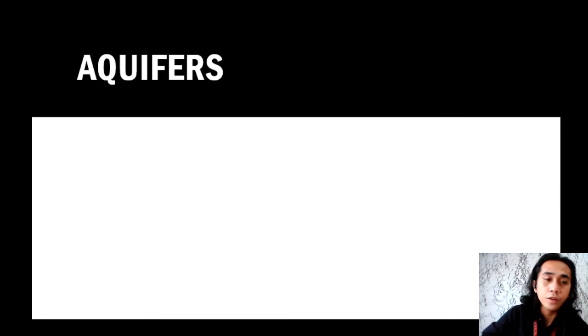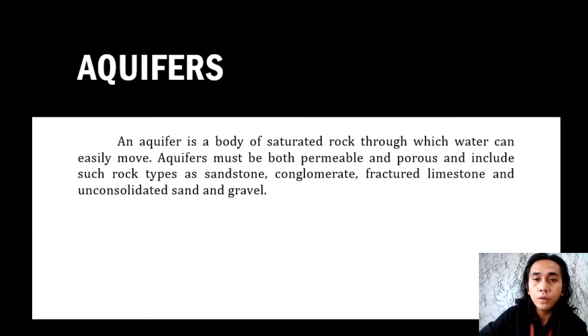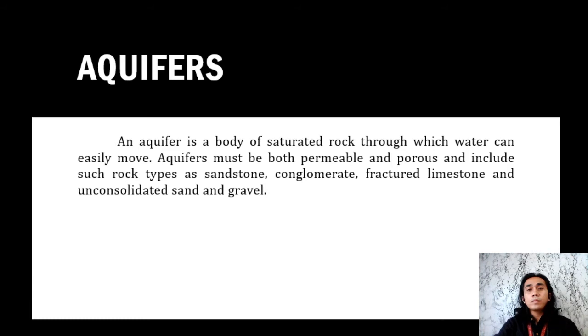So next, aquifers. So an aquifer is a body of saturated rock through which water can easily move, and aquifers must be both permeable and porous and include such rock types as sandstone, conglomerate, fractured limestone, and unconsolidated sand and gravel. So, aquifer, murag siya og kumbaga container sa tubig in which dara ang tubig sulod dara kana na container is kana maka easily move, makalihok-lihok, makabalhin-balhin.